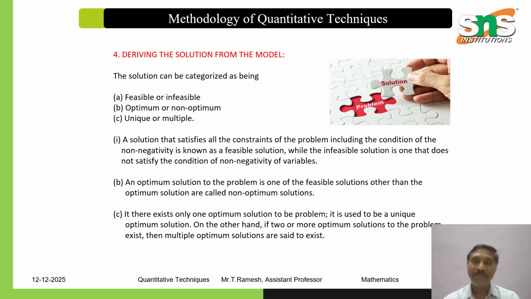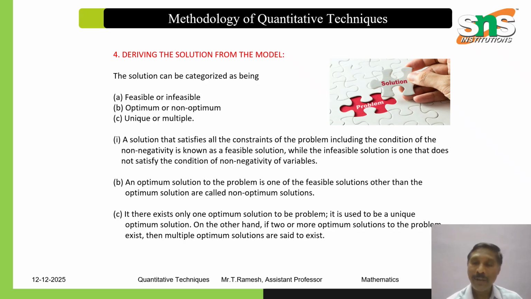Next, deriving the solutions from the model. There are different kinds of solutions. The first is feasible or infeasible, second is optimum or non-optimum, and third is unique or multiple solutions. A solution that satisfies all the constraints of the problem, including the conditions of non-negativity, is known as a feasible solution, while an infeasible solution is one that does not satisfy the conditions of non-negativity of the variables.